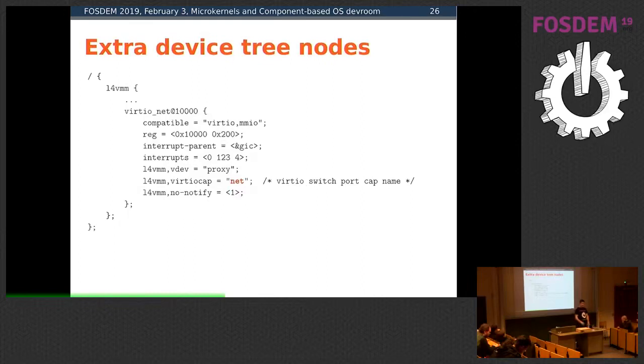There is one thing that we need to do. We need to add one extra device tree node into the device tree that we are passing to the guest, so that the guest can actually connect using a device called Virtio proxy to the provided Virtio switch port. So that's why the net here is highlighted and is basically the same net as we saw on the previous slides.